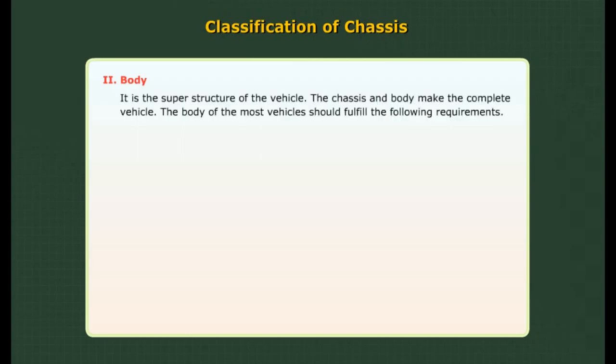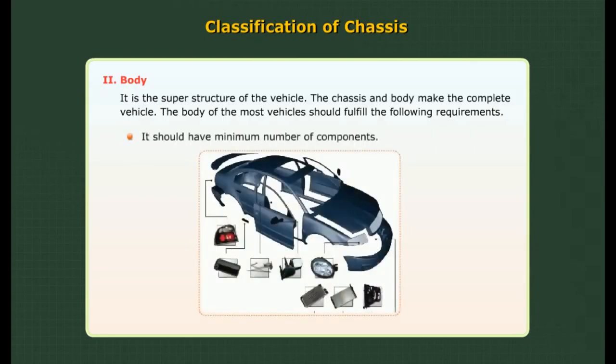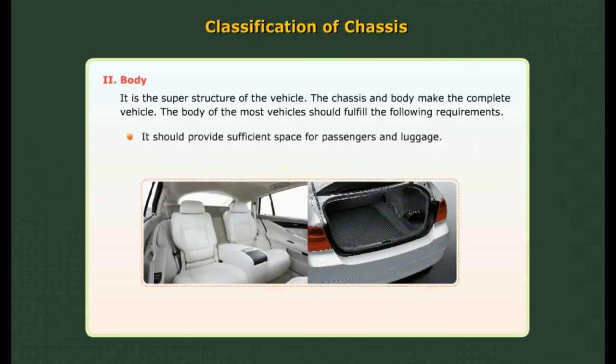2. Body. It is the superstructure of the vehicle. The chassis and body make the complete vehicle. The body of most vehicles should fulfill the following requirements. The body should be light. It should have a minimum number of components.